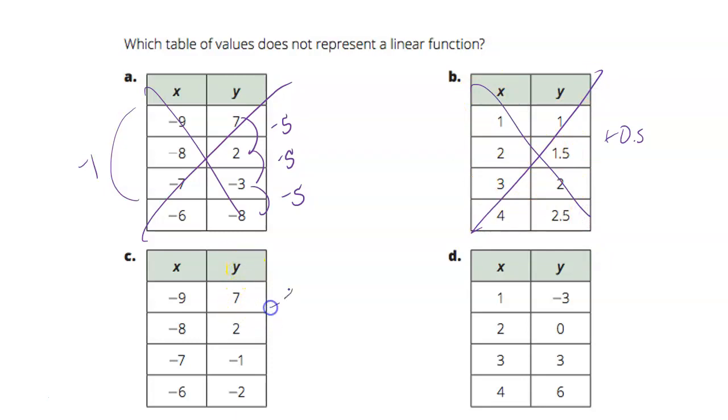C, 7 minus 5 is 2, but 2 minus 5 is not negative 1. 2 minus 3 is negative 1, and then negative 1 minus 1 is negative 2. So I can see this one is not changing at a constant amount, so it's looking like C is the answer. Let's go ahead and double check D. So this one's going up 3, up 3, up 3, then up 1, up 1, up 1. Okay, so my answer then is C.